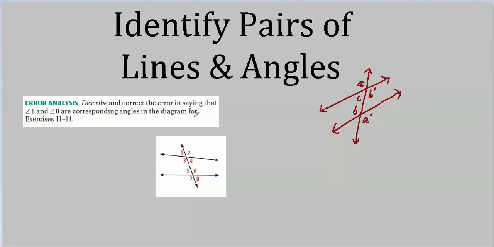Angle 1 and 8, corresponding angles. Well, there's angle 1 and there's angle 8. They are not corresponding angles. 1 and 5 are corresponding angles. 2 and 6 are corresponding angles. 1 and 8, well, just like over here, those are alternate, on opposite sides of the transversal. Exterior, outside the parallel lines. Alternate exterior angles, not corresponding. Pretty easy.